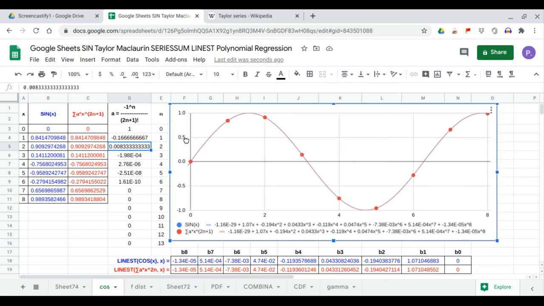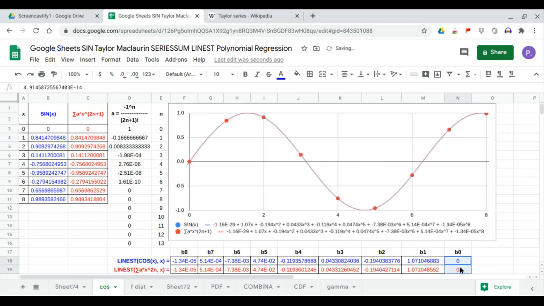So let's compare it with the trend line. Our B0 they match because negative 1.16 to the power negative 29, that's already 0. B1 1.07 is match. B2 negative 0.194, it also matches. B3 negative 0.0433, oh no, this is 0.0433, they match. B4 negative 0.1194, that's rounded off. B5 4.74, or that's 4.74 times 10 to the minus 2.